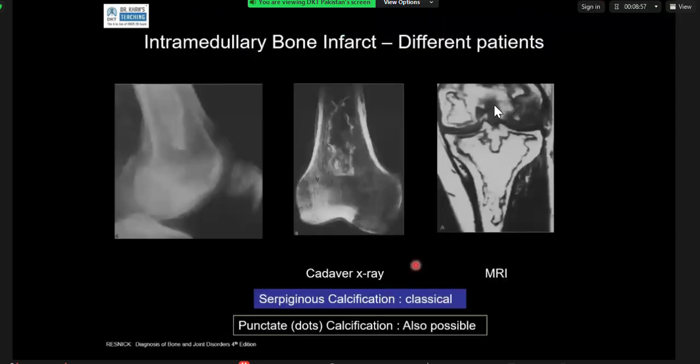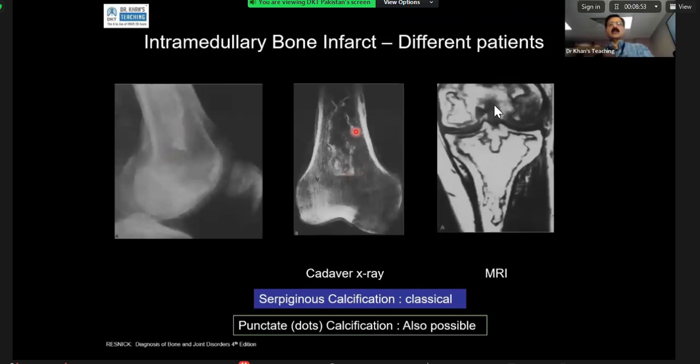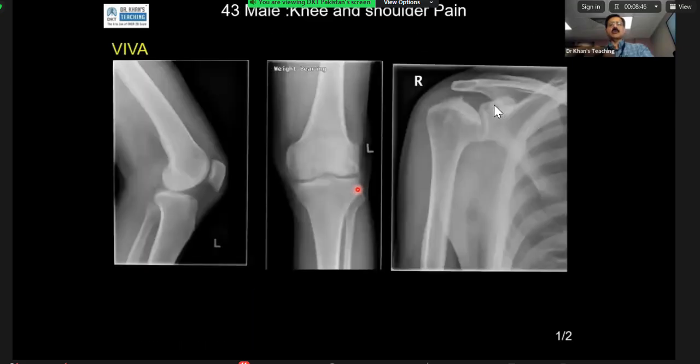On the other hand, classical serpiginous calcification can be in bone infarcts, which can also malignantly degenerate.